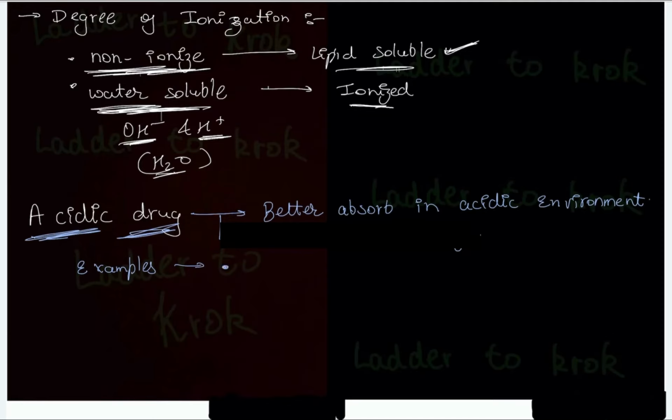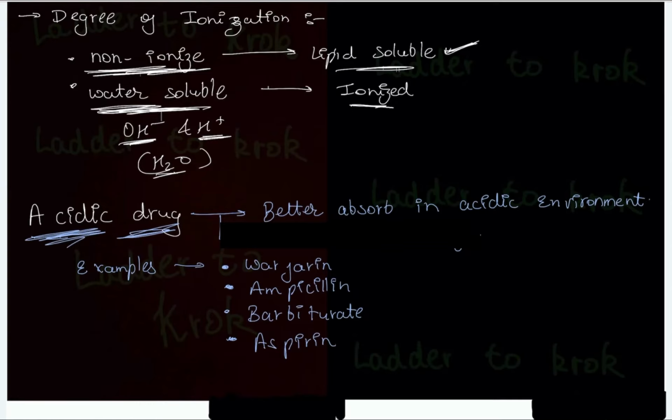The examples of acidic drugs are warfarin, ampicillin, barbiturates and aspirin. So acidic drugs are warfarin, ampicillin, barbiturates and aspirin. The mnemonic to remember this is "warm bus". These are acidic drugs.